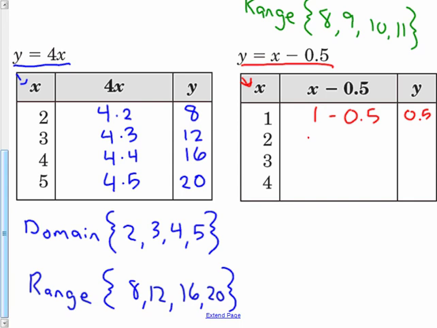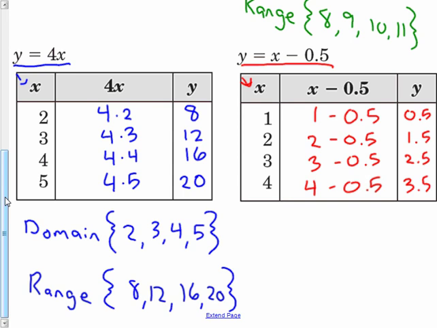If x is 2, the problem becomes 2 minus 1/2, which is 1 and a half. If x is 3, I have 3 minus a half, which is 2 and a half, or 2 5/10, however you prefer to say that. And finally, if x is 4, you have 4 minus 5/10, which is 3 5/10. Now I have my inputs, I have my functions all completed, and I have my outputs.